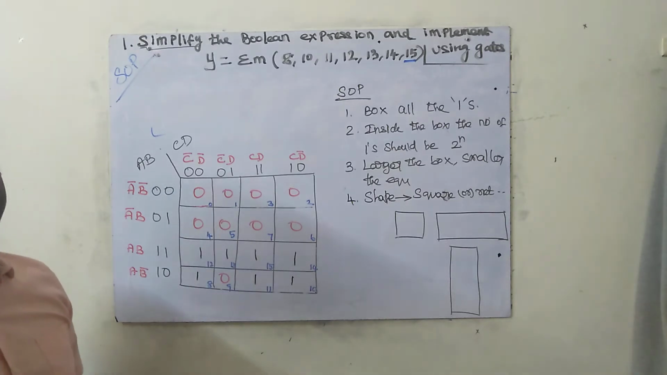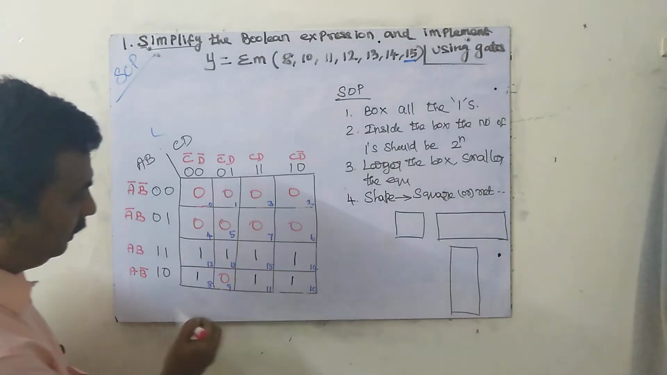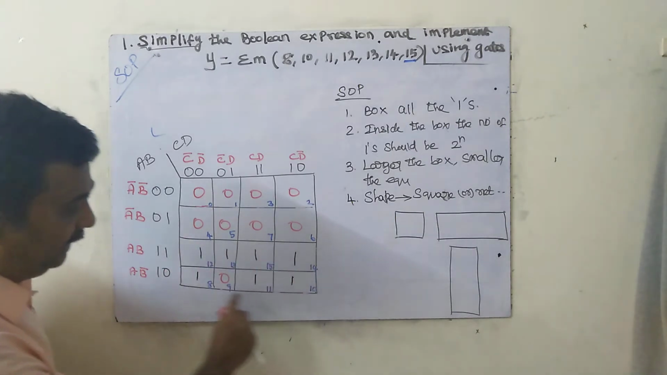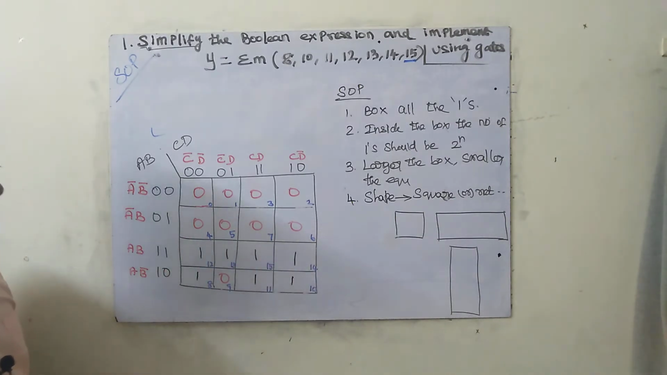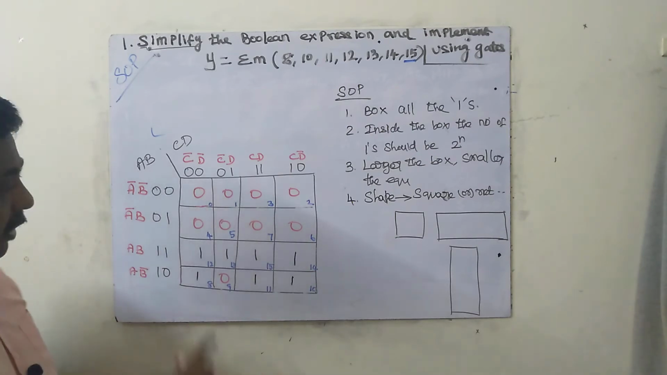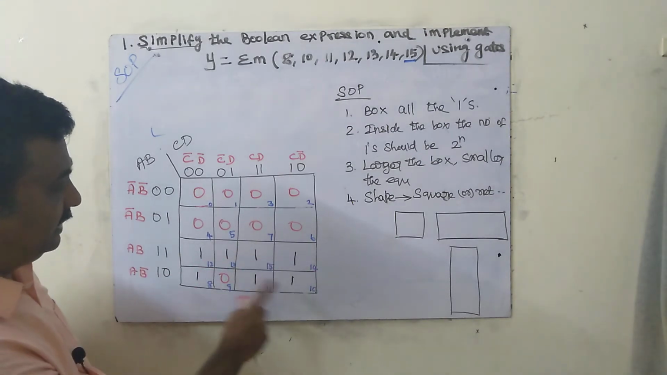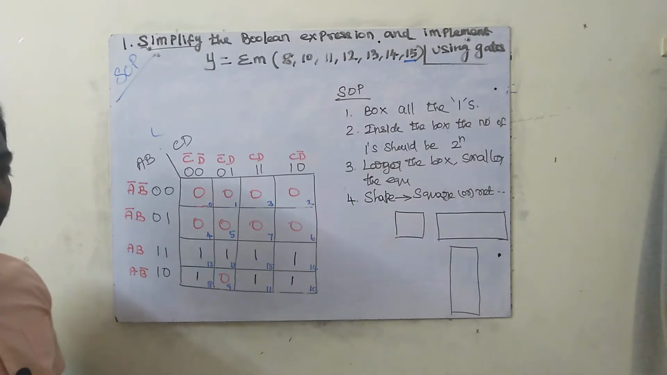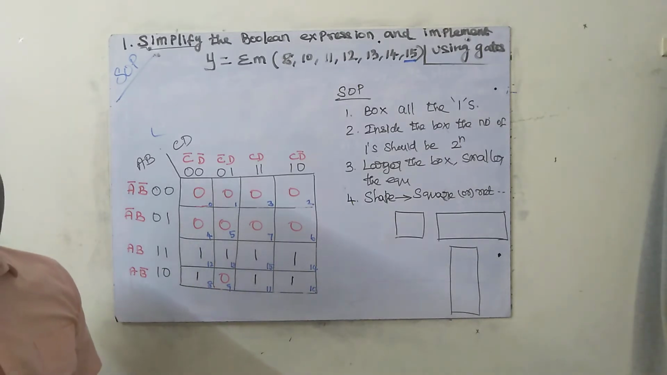Then I have to go for 8. Is it possible to box 8? Suppose here it is 1, then I can box these 8. But since it is not like this, I cannot go for 8. 8 means 1, 2, 3, 4, 5, 6, 7, 8. This is a rectangle. I cannot box it because there is a 0. So then I have to check for 4. Is 4 possible or not? Yes, 4 is possible. Here 4 possible combinations are there.